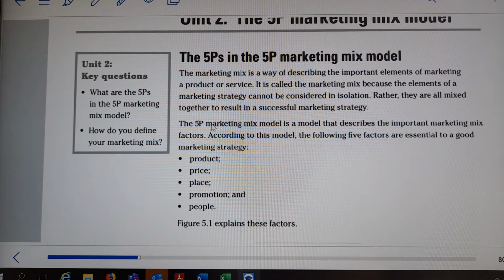Okay. The 5 P's marketing mix model is a model that describes the important marketing mix factors. According to this model, the following 5 factors are essential to a good marketing strategy. Number 1, it is the product, that is the first P. Second P, it's the price. Third P is the place. Fourth P is promotion. And 5P is people. We have product, price, place, promotion, and people. Okay, and they say figure 5.1 explain these factors.